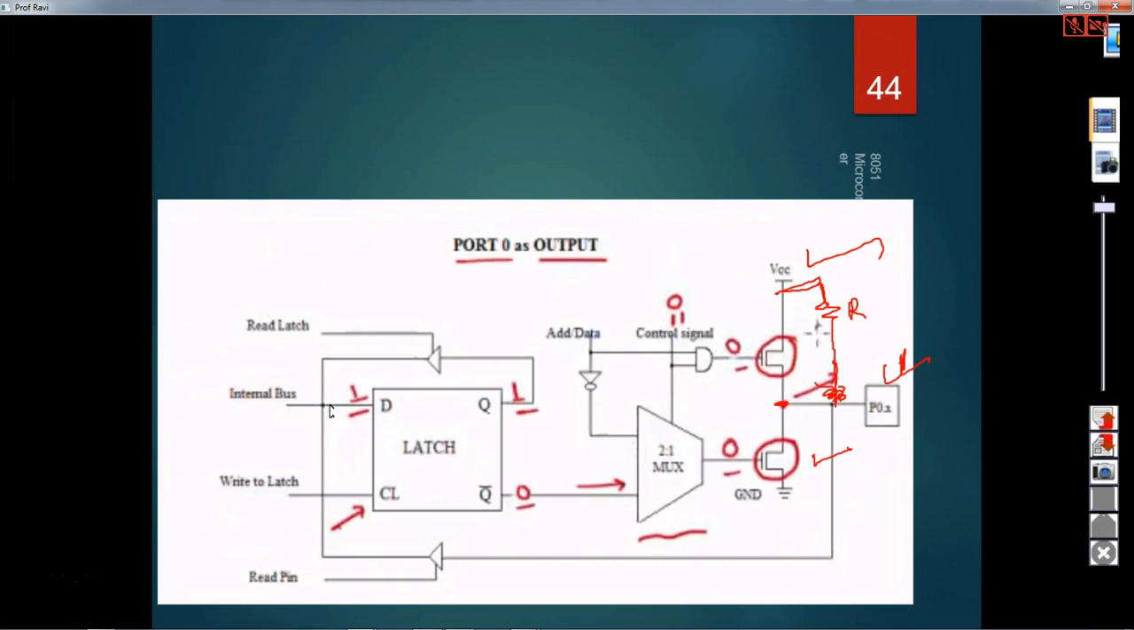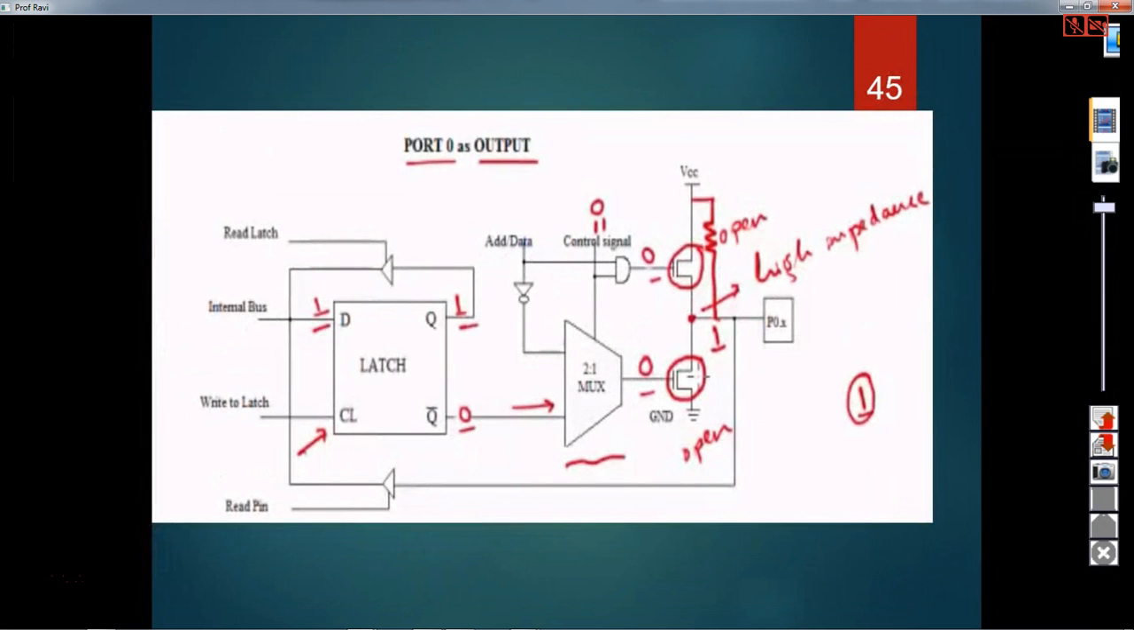As port 0 is doing multiple tasks, when it is used as an output port, this point is at high impedance state. So to pull up this point to VCC, we will be connecting pull-up resistors. The use of this pull-up resistor is just to pull this point to a particular logical state, VCC, and other than that, there is no task for this pull-up resistor. So this is at a high impedance state.